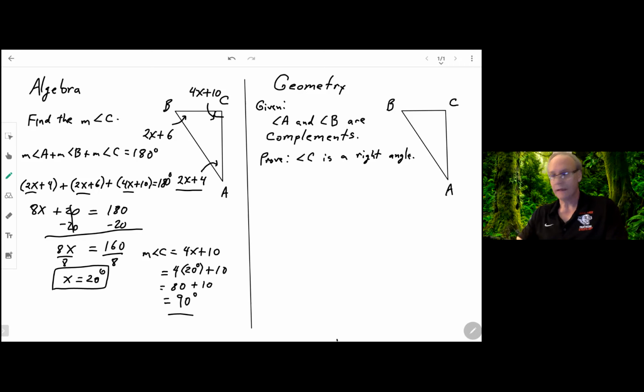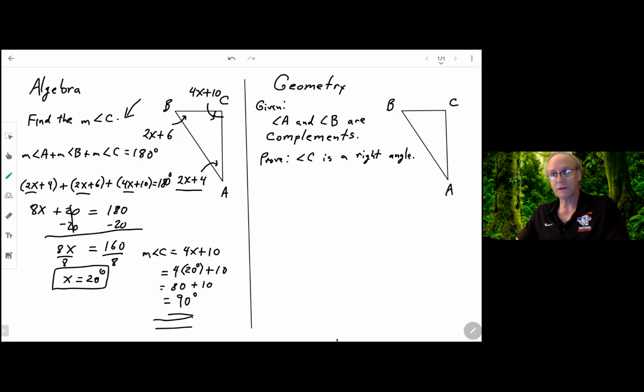You see, in this one over here, when I started this problem, I did not know what the measure of angle C was. Throughout the entire problem, I did not know what the measure of angle C was. I got to the very last step, and that's when I found out that angle C was a right angle, and it was 90 degrees. Throughout the entire problem, no idea. I was following the steps.